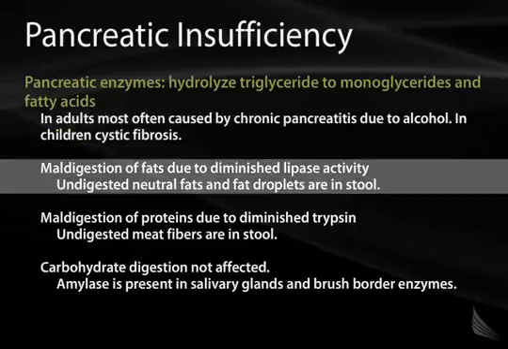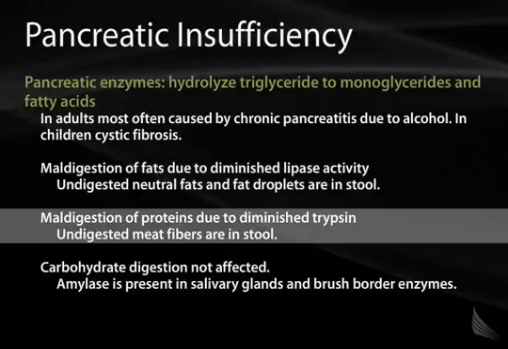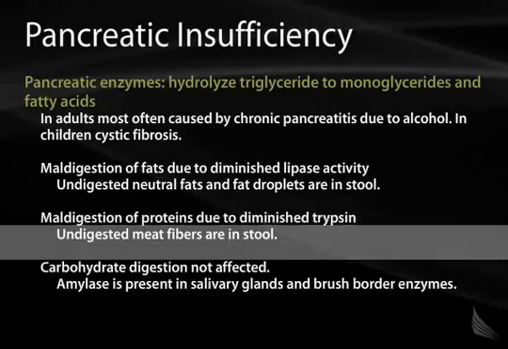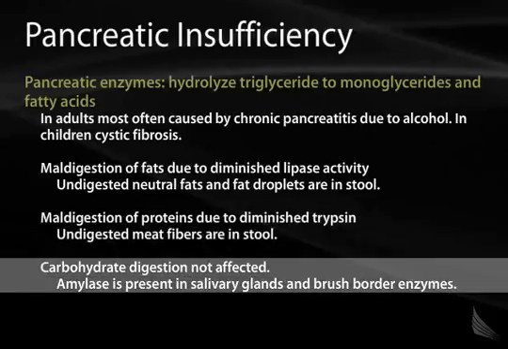Maldigestion of fats occurs due to diminished lipase activity, and therefore undigested fats and fat droplets are found in the stool. Protein maldigestion occurs because trypsin is not released, and undigested meat fibers are found in the stool. Carbohydrate digestion, however, is not affected. This is important because amylase, which is present in the salivary gland, still has 30% activity, and brush border enzymes can help to digest oligosaccharides, and we will go into some of these in greater detail later on in this section.